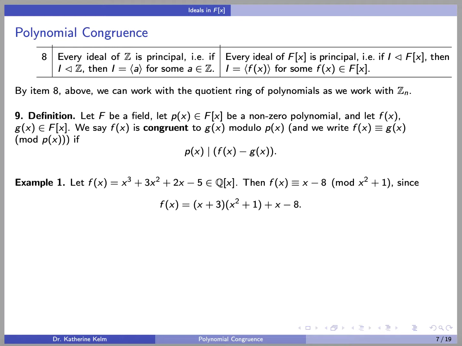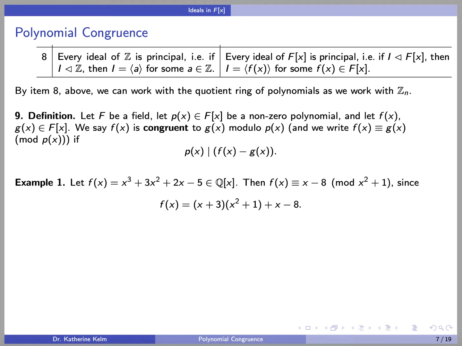So here's item 9. The definition is exactly analogous to the definition for integers. Let F be a field, and let p(x) be a non-zero polynomial with coefficients in F. Let f(x) and g(x) be polynomials with coefficients in F. We say f(x) is congruent to g(x) modulo p(x), and we use the same notation as we do for integer congruence, if p(x) divides f(x) minus g(x).